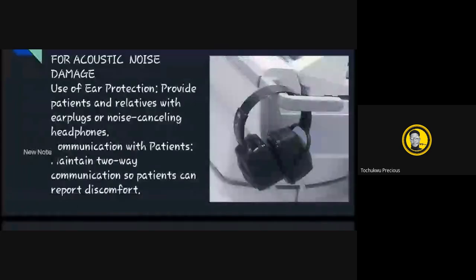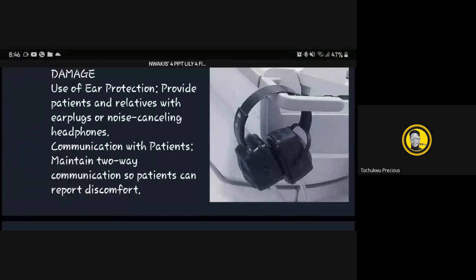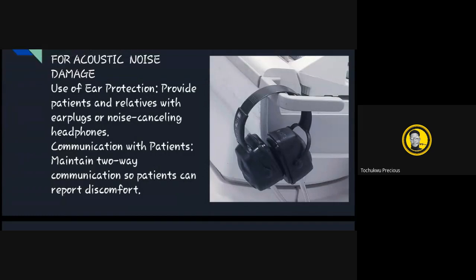Now, for acoustic noise damage, use ear protection: provide patients and relatives with earplugs or noise cancelling headphones. Also, maintain two-way communication with the patient so that the patient can report discomfort. So always tell your patient, oh, you can talk, whenever you talk, I can hear you. Always provide patients and their relatives with earplugs.